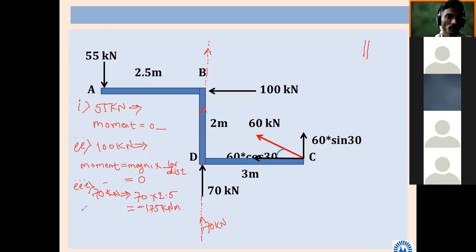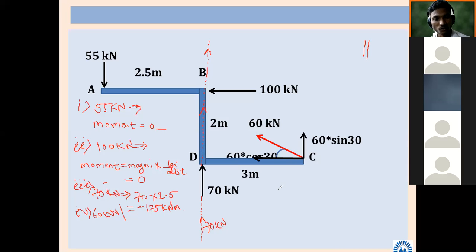Now the next part: the fourth force is the 60 kilonewton force. So how have we found it? The 60 kilonewton force is an inclined force. So what do we have to do? We have to find its Fx and Fy components.